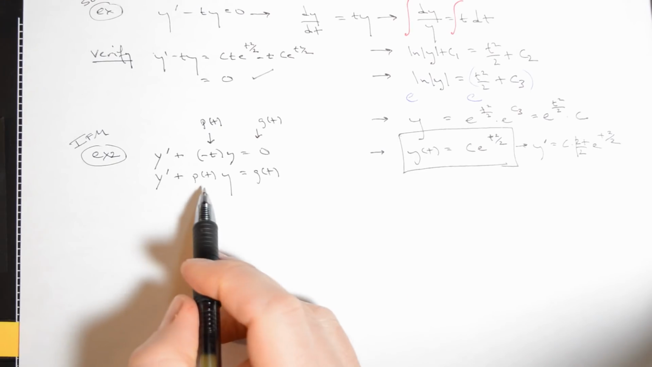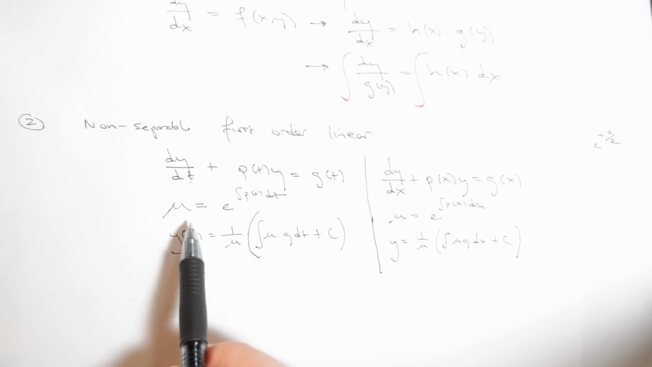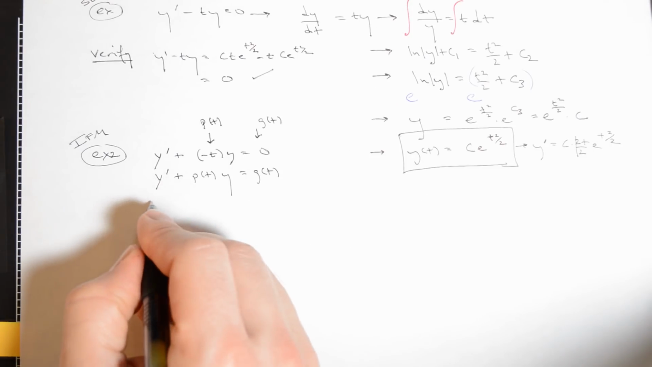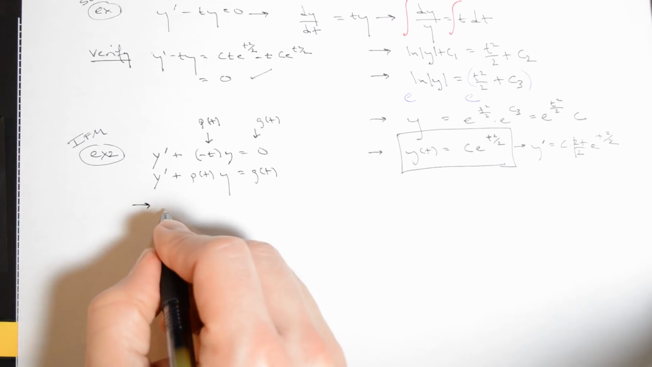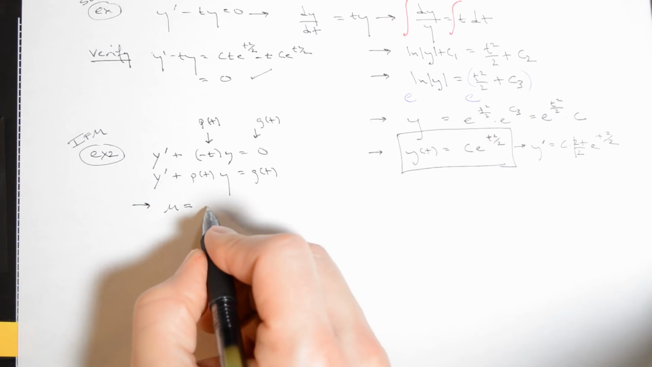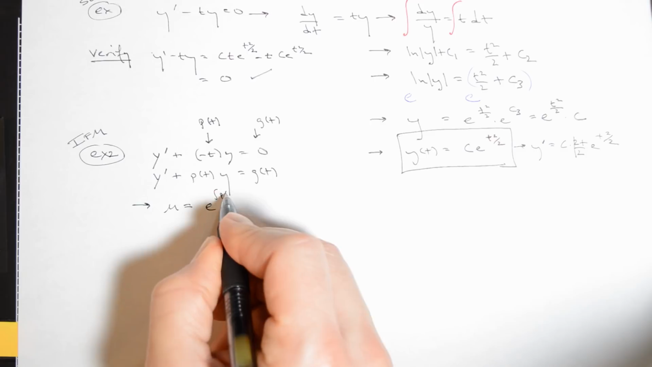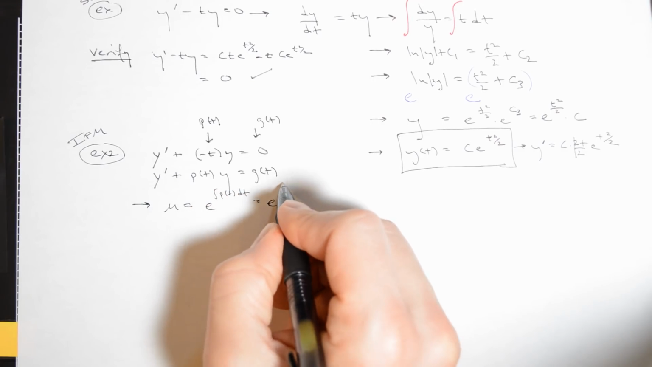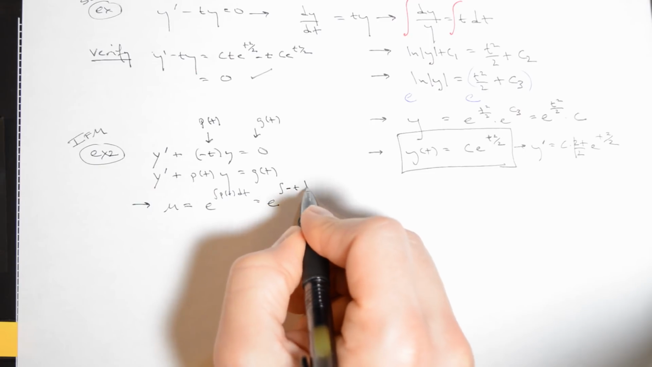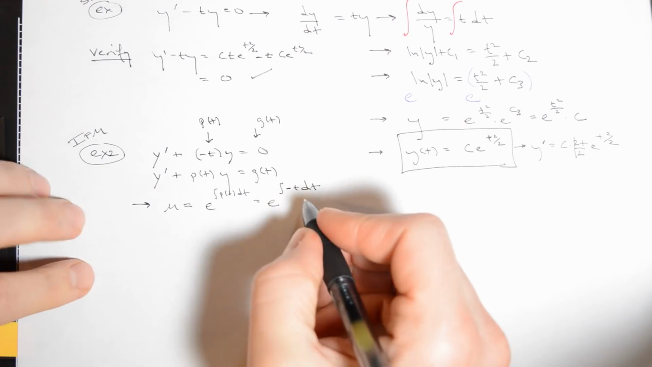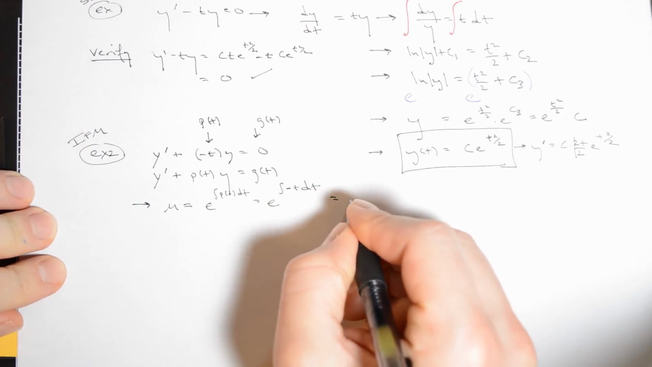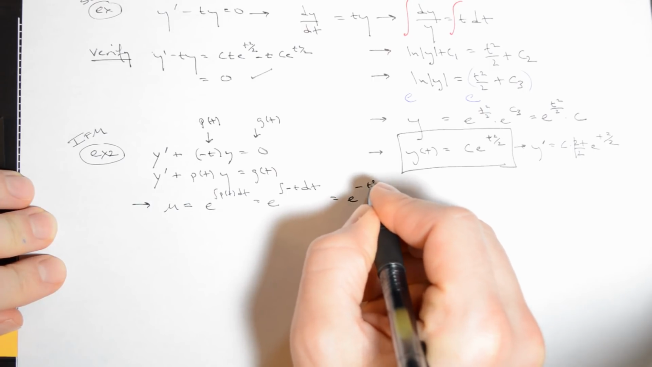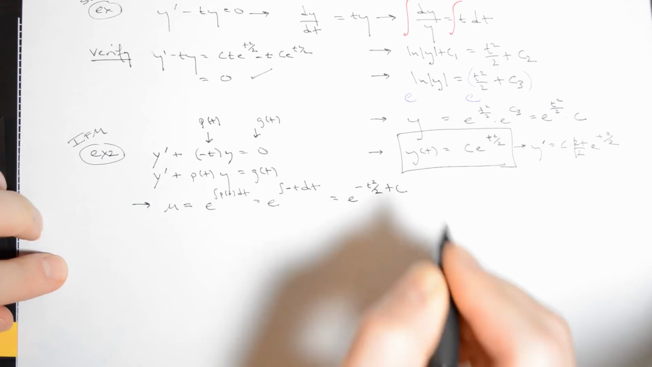What does the integrating factor method say to do to solve a problem like this? The integrating factor method says take mu equals e to the integral of p of t dt. So let's do that. Our integrating factor mu is e to the integral of p of t dt, which is e to the integral of minus t dt. What is the integral of minus t dt? It's minus t squared over 2 plus c.